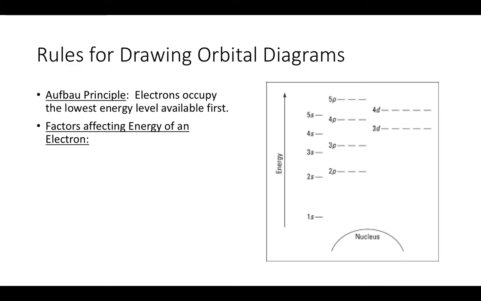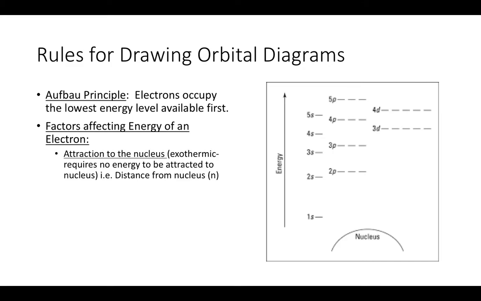Now, there are factors that affect the energy of an electron. One of those we talked about yesterday, and that's the attraction to the nucleus. This is an exothermic process. It requires no energy to be attracted to the nucleus. This is what we were talking about when we talked about the principal quantum number and the distance from the nucleus. But there is an additional factor that affects the energy, and that's the repulsion of other electrons. This is an endothermic process, meaning that it requires energy. The electrons have to have energy to overcome that additional repulsion.